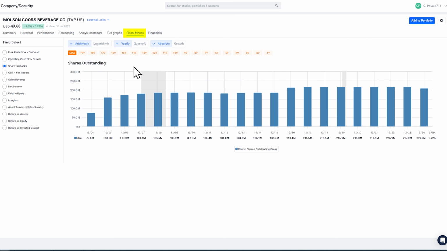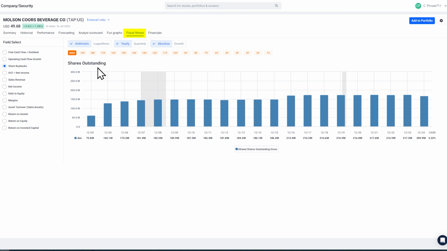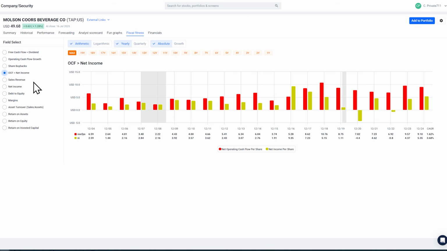And so going back to fiscal fitness and looking at share buybacks, they did buy back a pretty substantial amount of stock in 2024. And once again, I like that because 2024 saw these very low valuations on the stock. So they're buying stock back when it's cheap. Fiscal fitness just alerts me to that by going to share buybacks. Again, I talked about operating cash flow being greater than net income, and it has been in most years. The net income number is the gold bar, and the red bar is the net operating cash flow. And I want to see the cash flow higher than the net income.